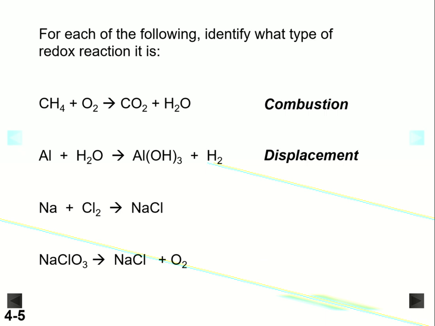Next up, we have sodium elemental reacting with chlorine gas elemental to give sodium chloride, a compound. That's a combination. Lastly, we have NaClO3, that is sodium chlorate. If we heat this, it will decompose, releasing oxygen gas and forming sodium chloride. This is a decomposition reaction.